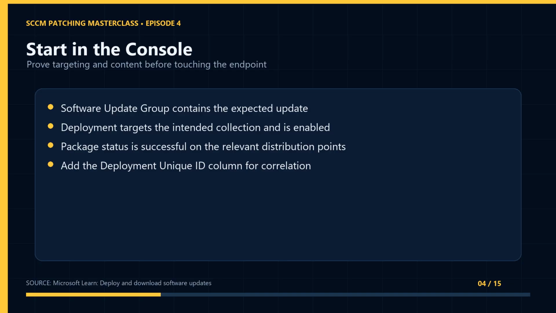Review the deployment package and distribution status for the distribution points that can serve the client's boundary group. Add the deployment unique ID column so you can correlate one generic assignment through the client logs. Never display a real identifier in a public recording; replace it with bracketed lab text.